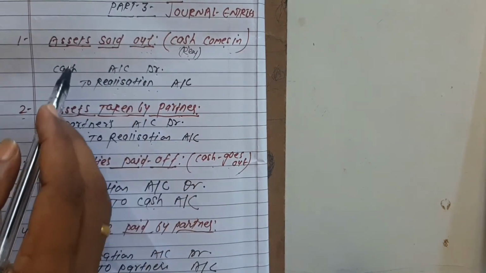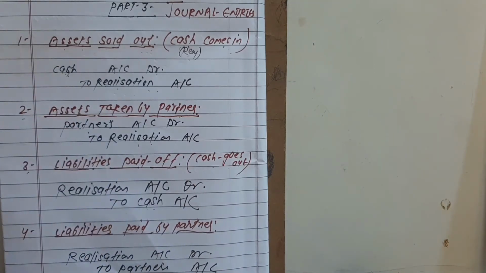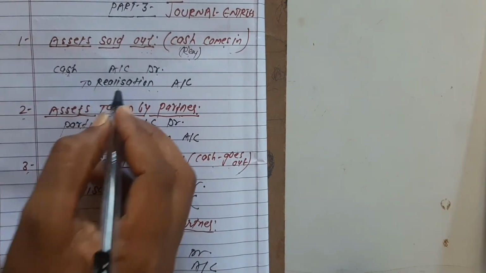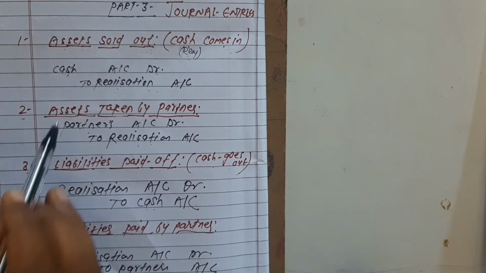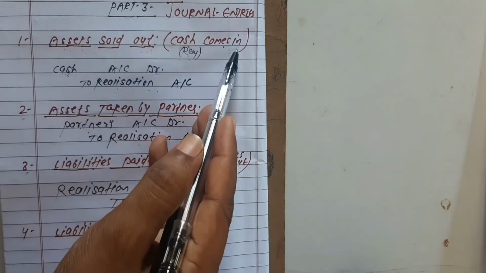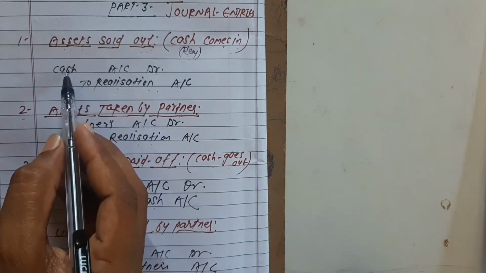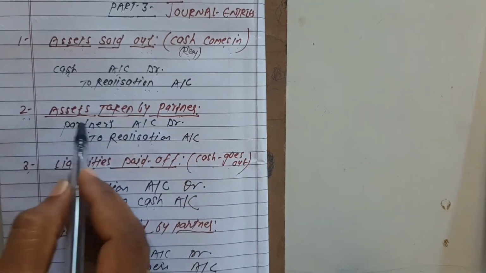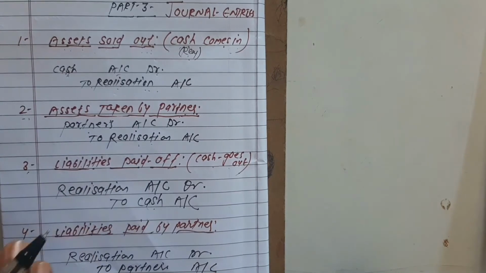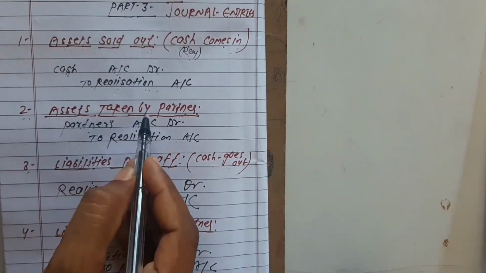Okay, and now we have just seen that the realization account is the account of assets and liabilities. So if assets go out, then we have to use realization. If a liability is paid off, then also we have to use the term realization. Now if an asset is sold, cash comes in, so cash account debit to realization account. Now, if an asset is taken by a partner, see one more important thing.